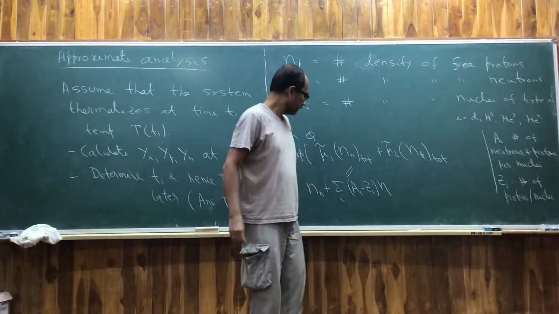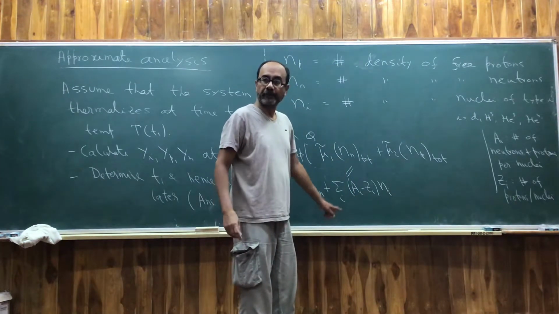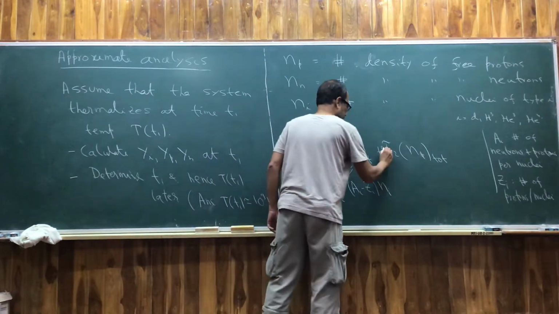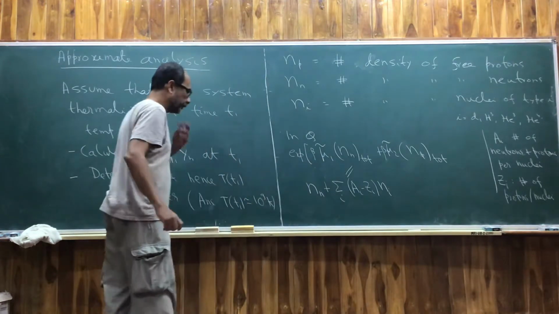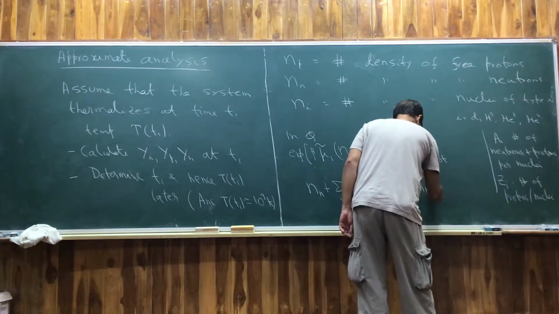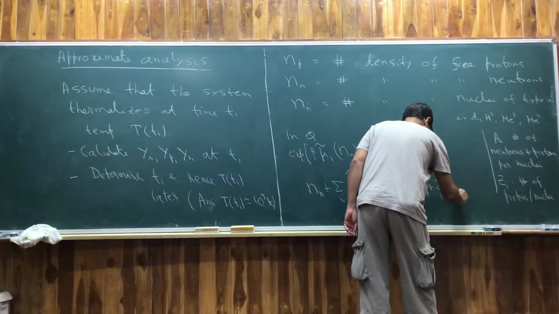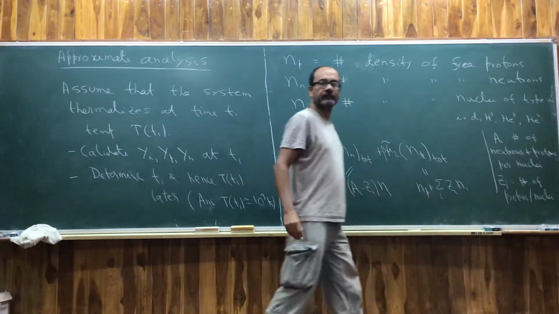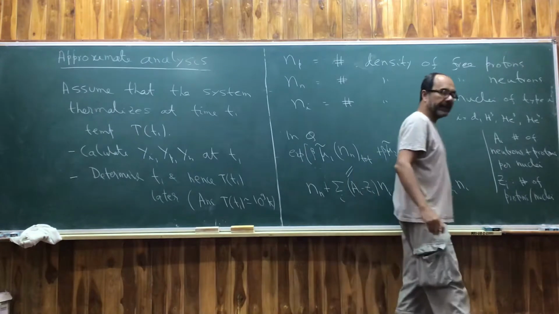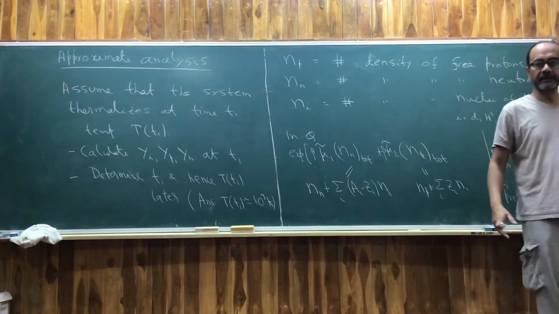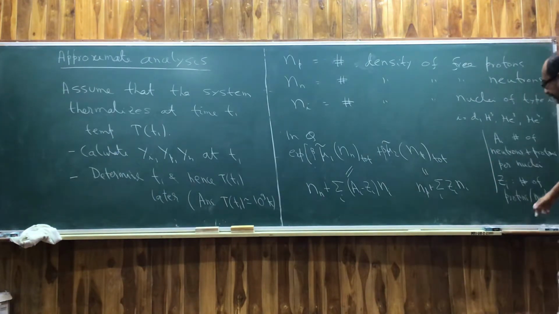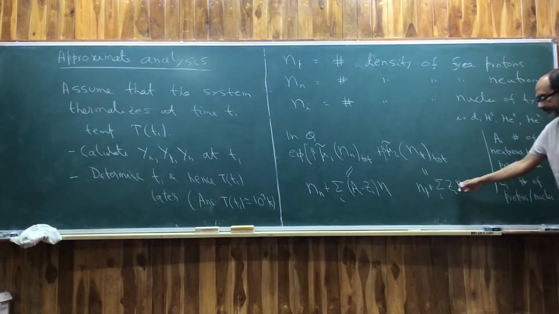Multiplied by beta. Similarly, this one is given by Np plus the sum over i of Zi Ni. Because Ni is the number density of the i-th nucleus, and each i-th nucleus contains Zi protons. So that's why it's this.